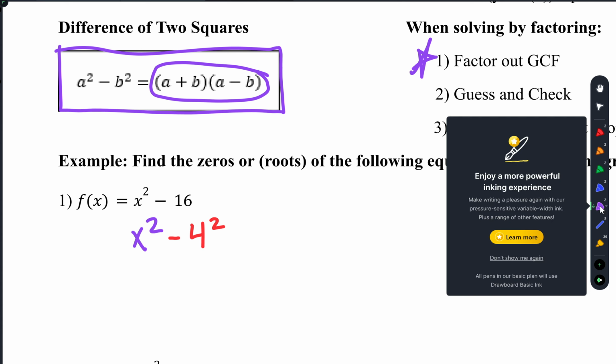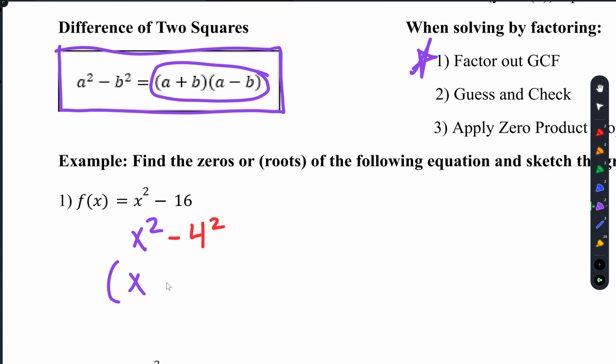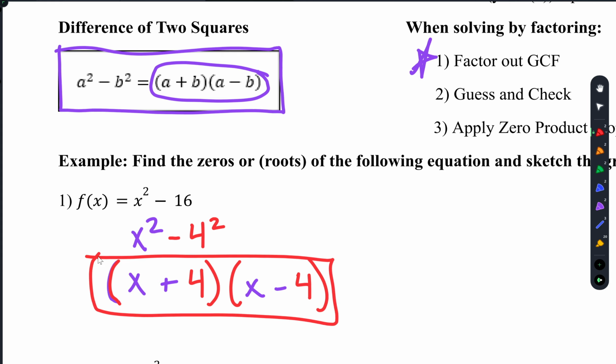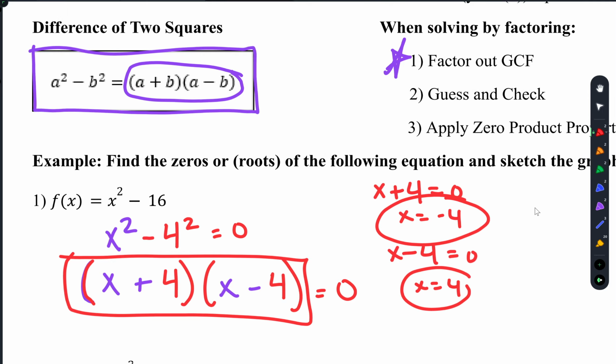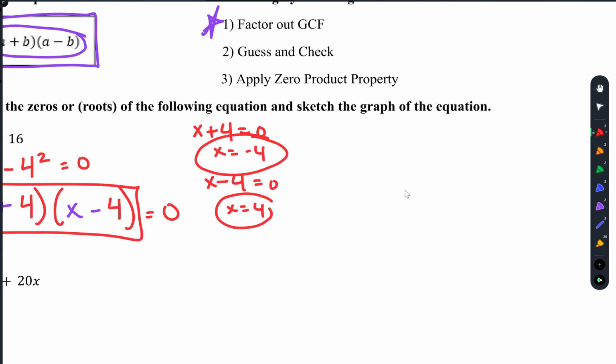I can rewrite that as x plus 4 and x minus 4. Oops. I don't like that. This should really say equals 0 too, I guess. That's the factored form. Questions on that? Then we zero product property that thing, and we say x plus 4 equals 0, x minus 4 equals 0, x equals negative 4, x equals positive 4. We remember this. Maybe we've seen this in Algebra 1, hopefully.